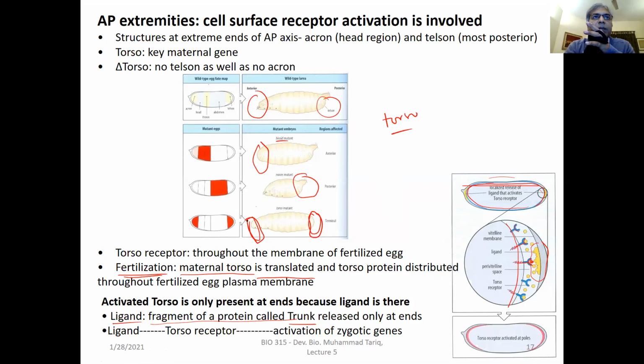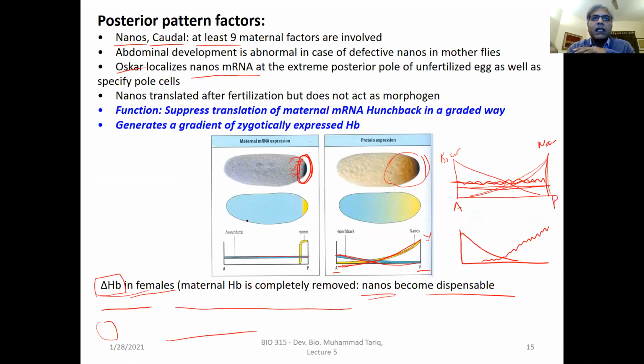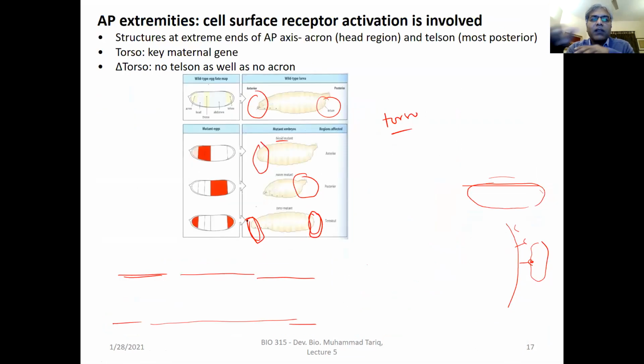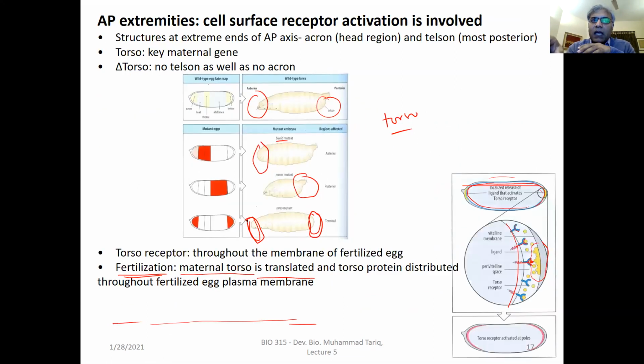Any questions? So we stop here. Next time when we meet, instead of anterior posterior axis formation, we are going to talk about dorsal ventral axis formation. Today is Thursday, and we are going to have a recitation. Do you remember? So we'll talk about some of the tools, 6 to 7, and at 7 I have the advisory board meeting.